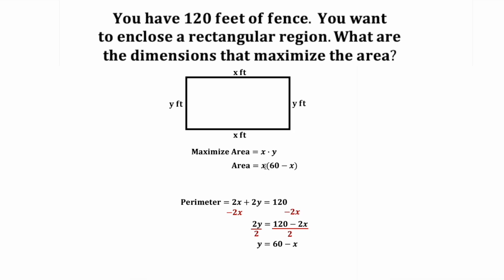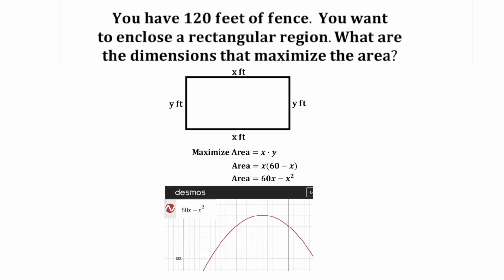And we can distribute this. x times 60 is 60x, and x times negative x is negative x squared. So this is also our area. So if we graph the area, 60x minus x squared in Desmos, this is what we get. And you can see as the x gets bigger, we get a larger area. And then the maximum is this right here. The maximum occurs when x equals 30, and that gives us an area of 900.